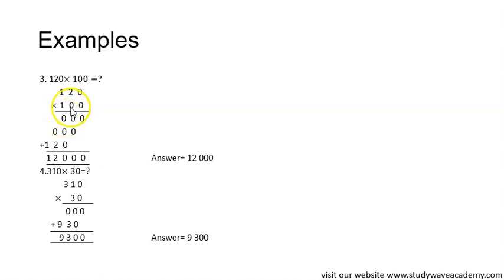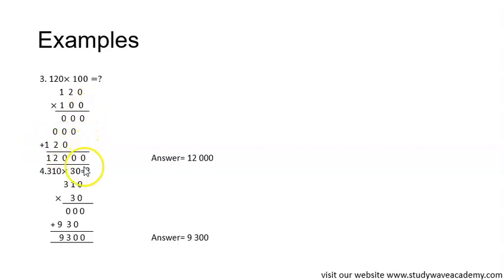We move over to the next digit. 0 times 0 is 0. 0 times 2 is 0. 0 times 1 is 0. Then we move over to the next digit, 1. 1 times 0 is 0. 1 times 2 is 2. And 1 times 1 is 1. So when we're done using the lower digits to multiply the upper digits, we add them together. Okay?